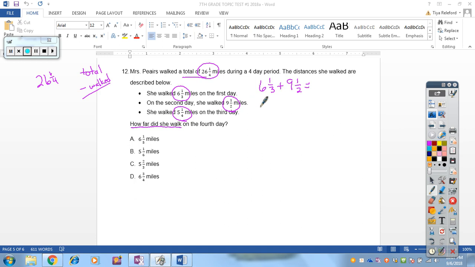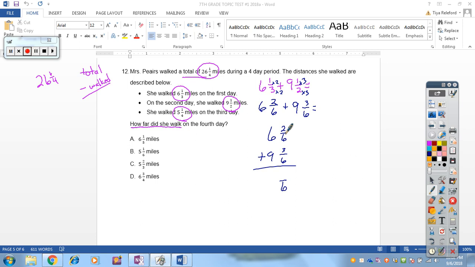Step 1, common denominator. What can 3 and 2 turn into? 6. So 3 times 2 is 6. 1 times 2 is 2. And I need to turn 2 into 6. So I'm going to take it times 3 and do that to the top as well. Second step, write vertically. Now, are my signs the same or different? They're the same. It's how far she walked. So does it matter which one goes on top? Nope. Whatever makes you happy.